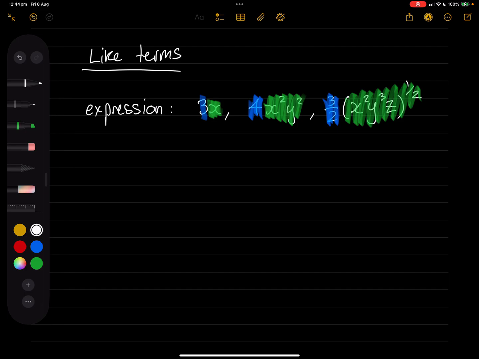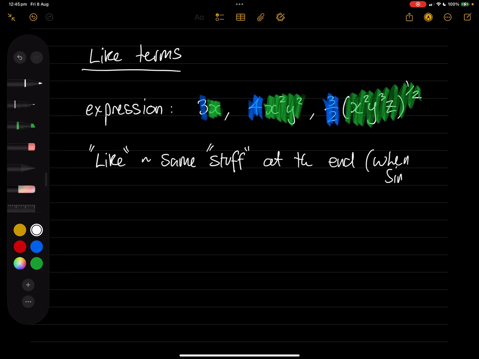When we have expressions, expressions are either like or they are non-like. Now, the definition of like, we're going to give it a very vague definition. We're going to say it has the same stuff at the end, when simplified.